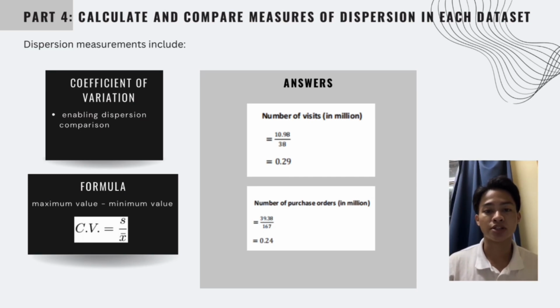The last step is coefficient of variation. It expresses the standard deviation as a percentage of the mean, enabling dispersion comparison. The formula is dividing the standard deviation by the mean, then multiplying it by 100. For the number of visits, 10.98 divided by 38 is equivalent to 0.29. For the number of purchase orders, 29.38 divided by 167 is equivalent to 0.24.